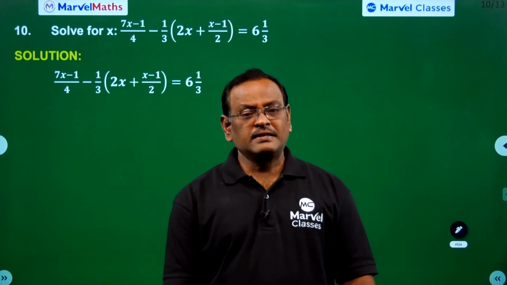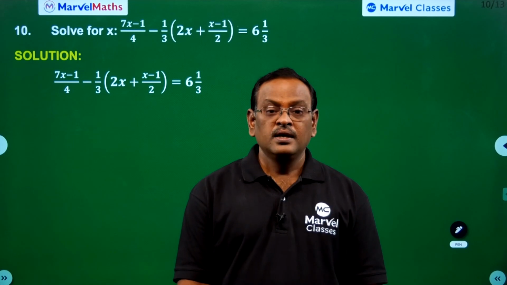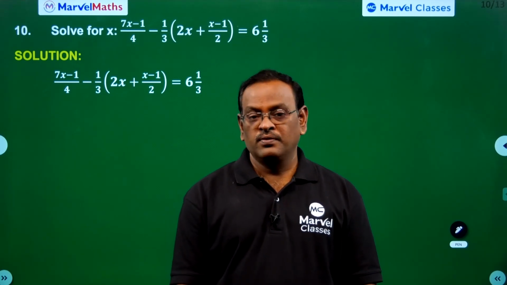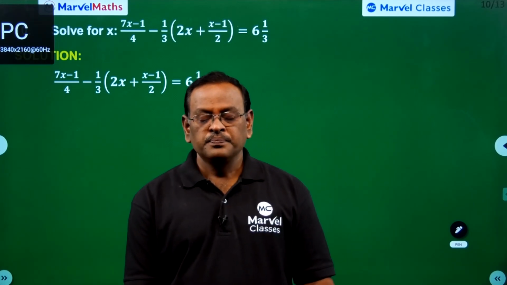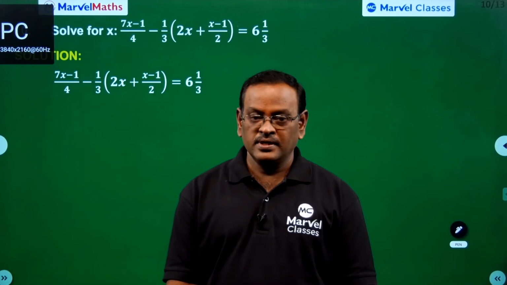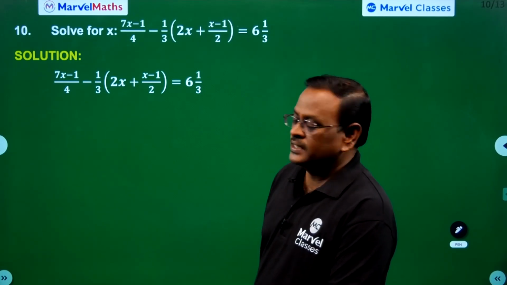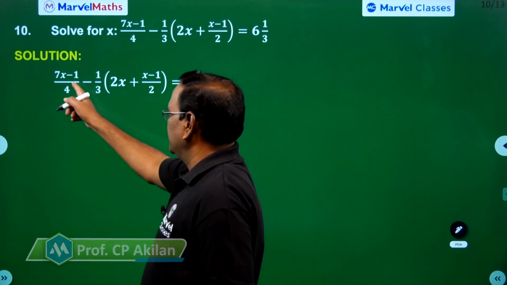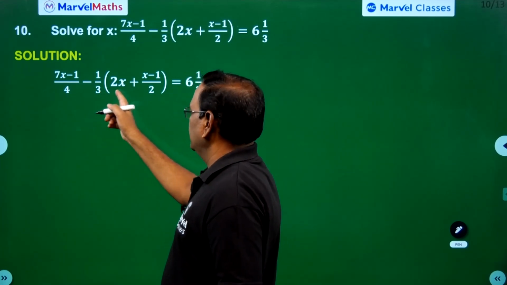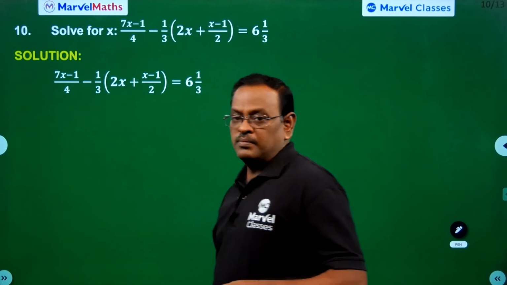Now students, this is an interesting question which is not there in NCERT, but it is a repeated question. This is an example for linear equation in one variable. You can expect questions related to linear equation in one variable, even though the chapter is linear equation in two variables. One simple expression in terms of single variable x is given. Solve for x. The given expression is (7x - 1)/4 - (1/3)(2x + 1) + (x - 1)/2 = 6 1/3.